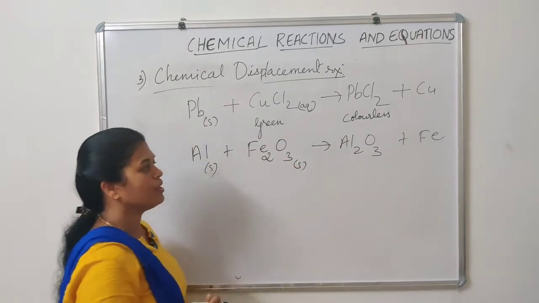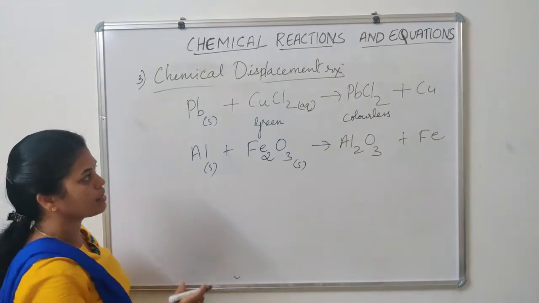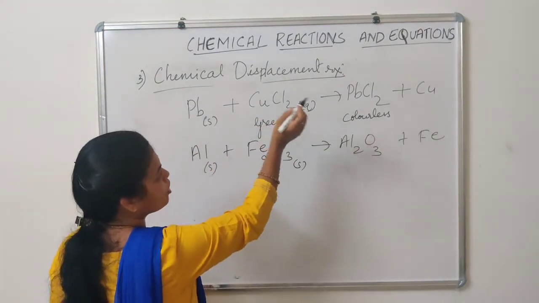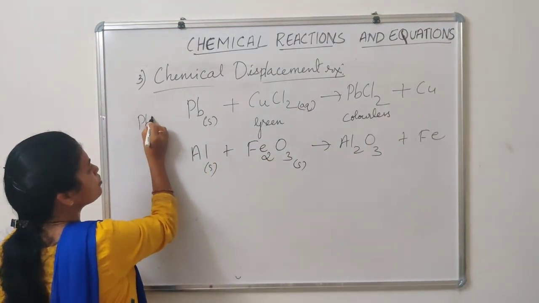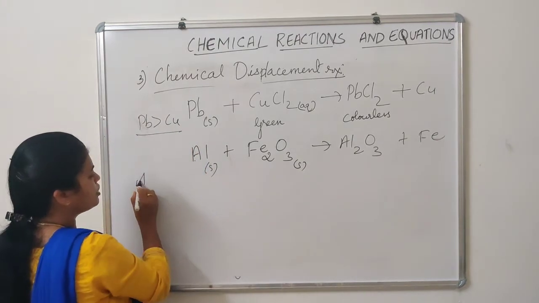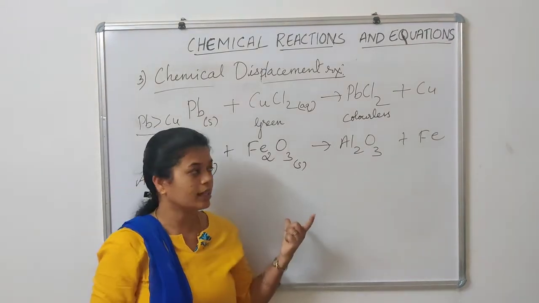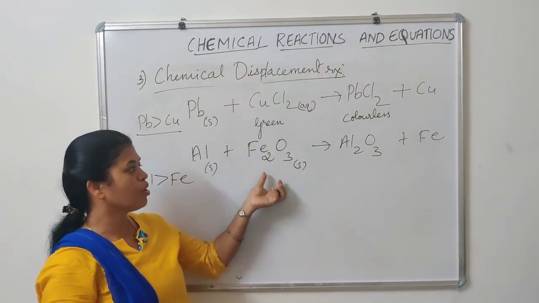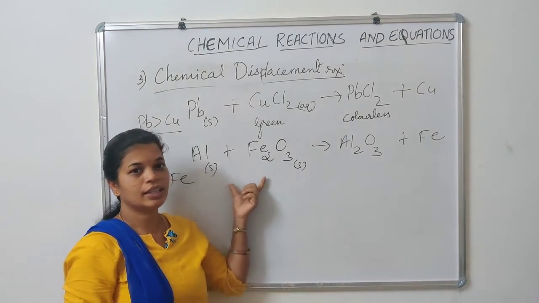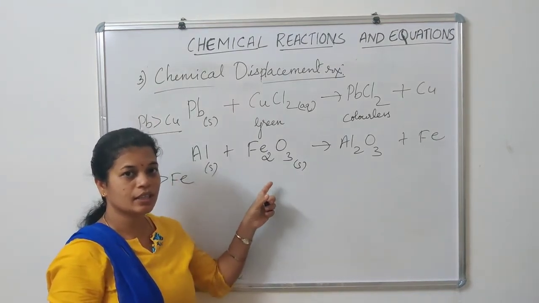Now in this, see the reactions: as lead is displacing copper from copper chloride, it shows that lead is more reactive than copper. Here aluminium is more reactive than the iron. If you do vice versa, you won't get it. For example, if you take aluminium oxide and treat with the iron, then you won't get the reaction. It shows that aluminium is more reactive than the iron.